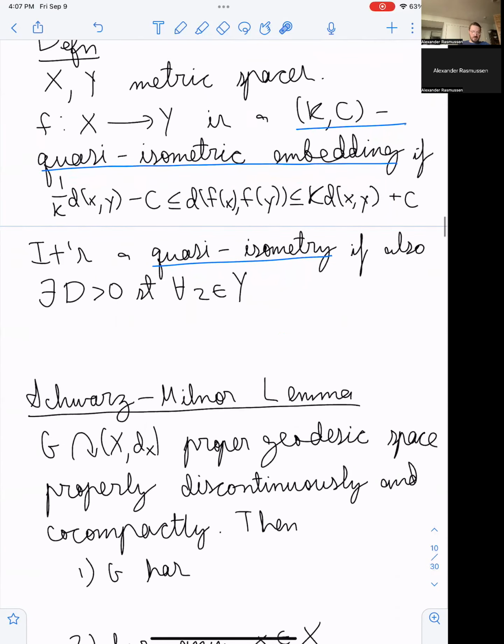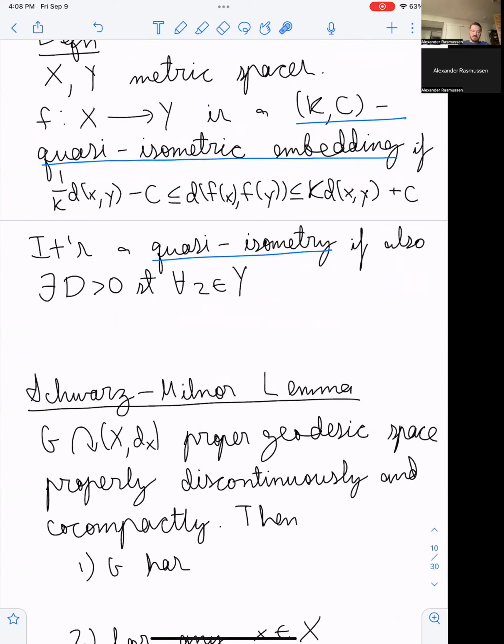So that's a quasi-isometric embedding, and it's a quasi-isometry if this map is also coarsely surjective. That means that everything in Y is some bounded distance from the image of f. So for all Z in Y, there exists an X in X such that the distance from Z to f of X is at most D.